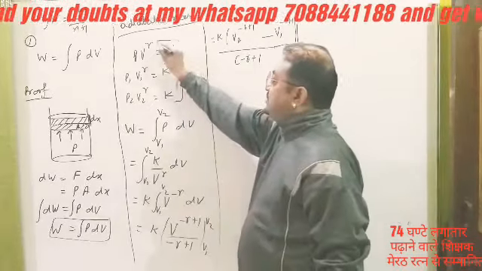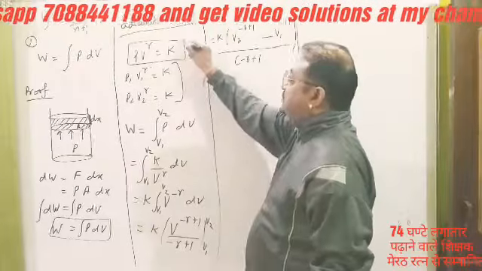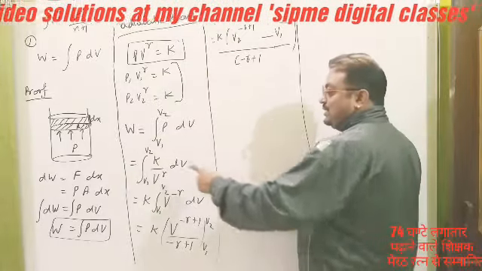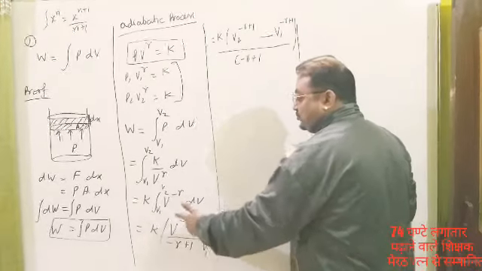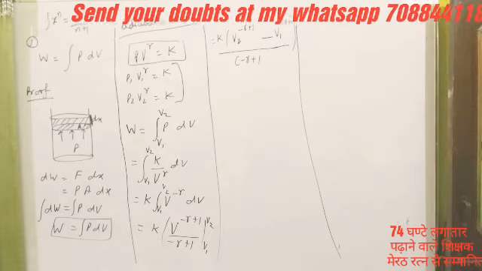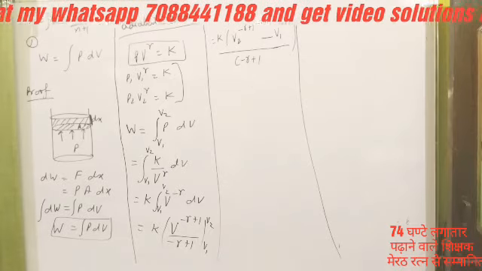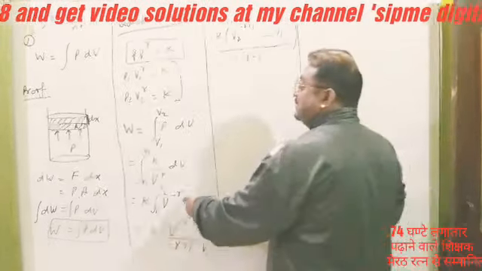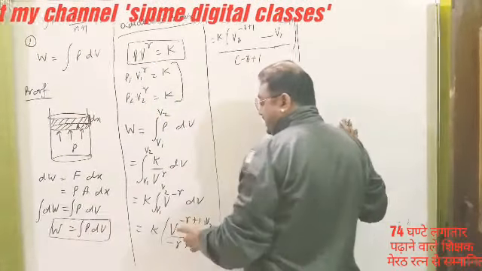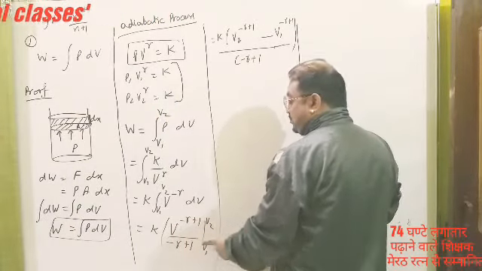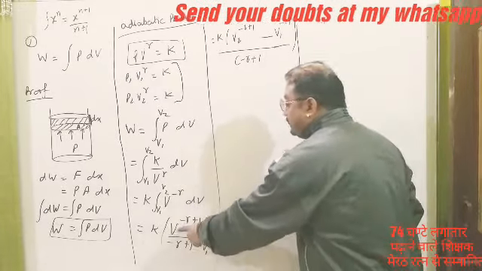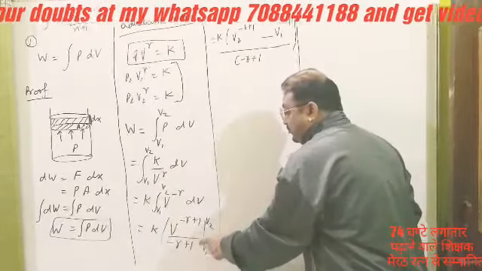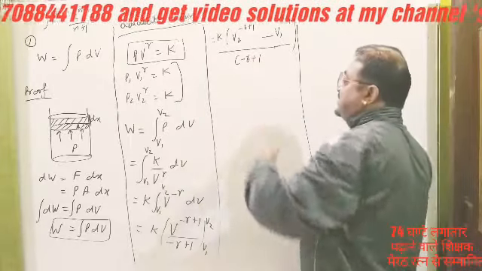From this equation, this is the main equation which was discussed in the last video. K upon V raised power gamma dV. So K is taken out. 1 upon V raised power gamma can be written as V raised power minus gamma. Now V raised power minus gamma, by using this formula, becomes V raised power minus gamma plus 1 upon minus gamma plus 1. So we get it. Put the value instead of V, firstly write V2, then instead of V write V1, then subtract it.